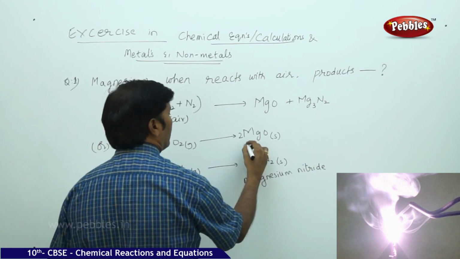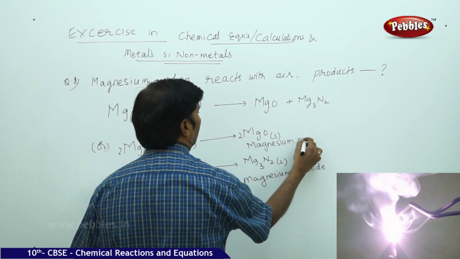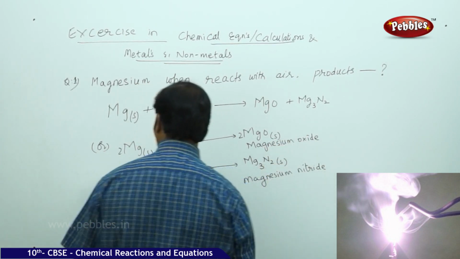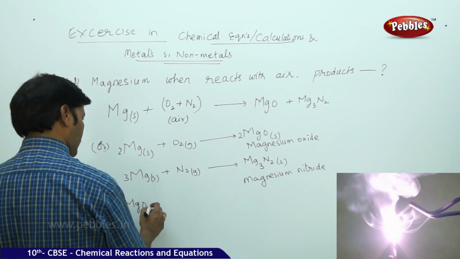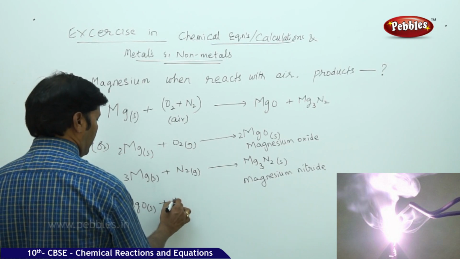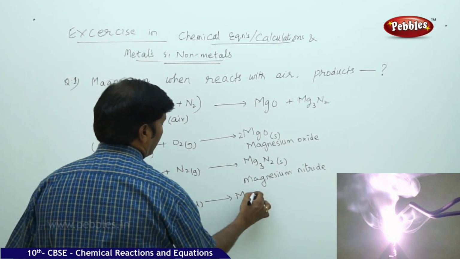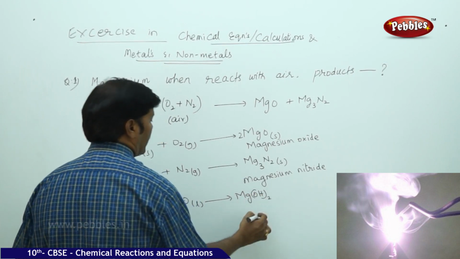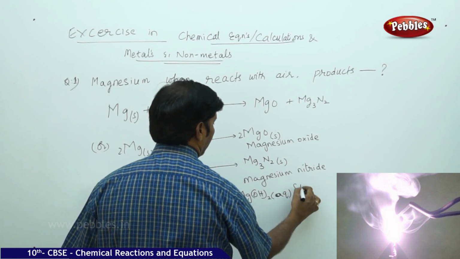And this is magnesium oxide. Again, take magnesium oxide, a solid. You dissolve it in water, liquid, it forms a base, magnesium hydroxide, aqueous. It's a base.